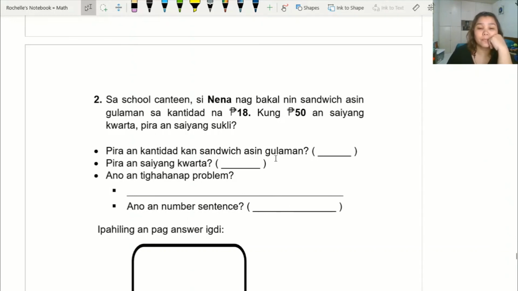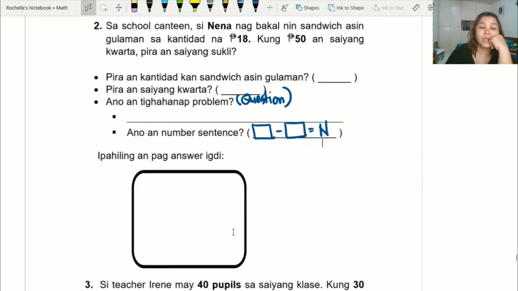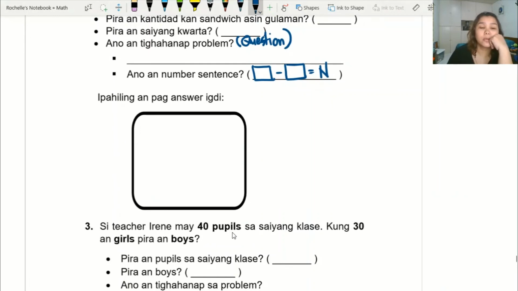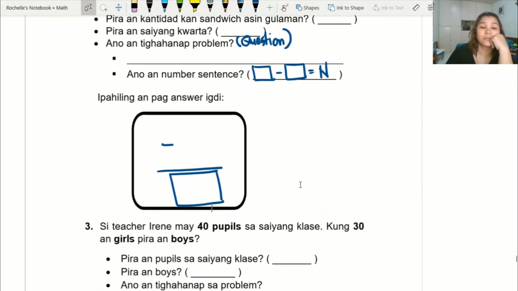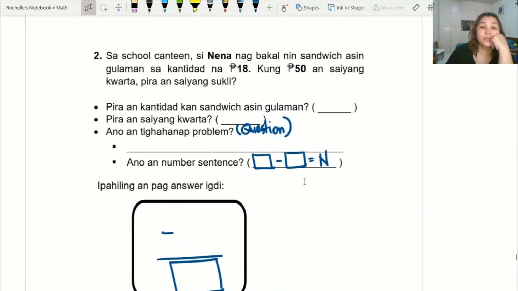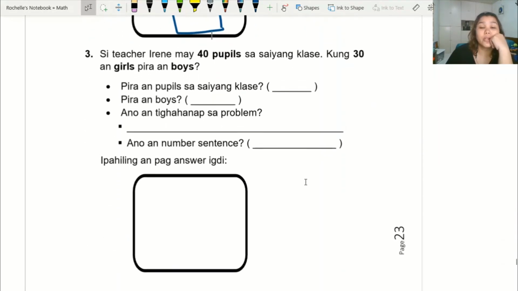So, don't forget. Take note, anong tigahanap sa problem? So, ang clue dito, this is the question. So, try to locate the question from this word problem. Tapos, isulat na lang dyan. And then, ang number sentence is blank minus blank equals n. Then, ipahiling ang pag-answer digdi. So, it should be written in columns. Blank minus blank equals blank. If you need to borrow, kasi regrouping siya, then show it. So, pause to finish number 2, and then resume if you are ready for number 3.